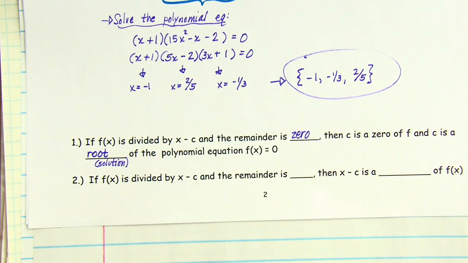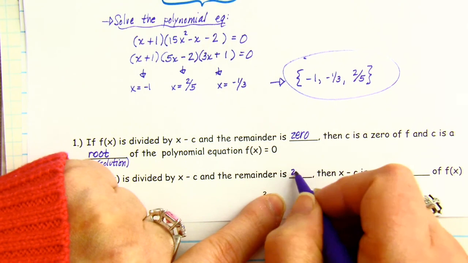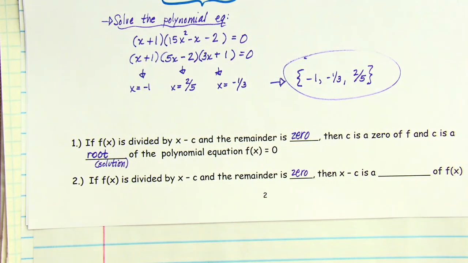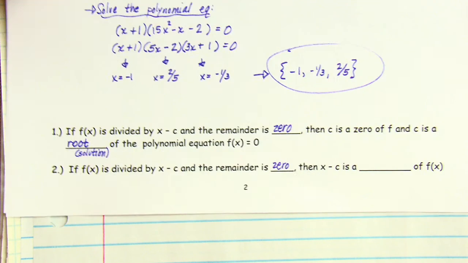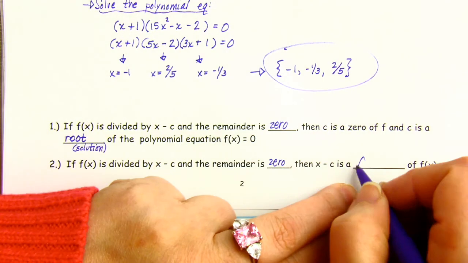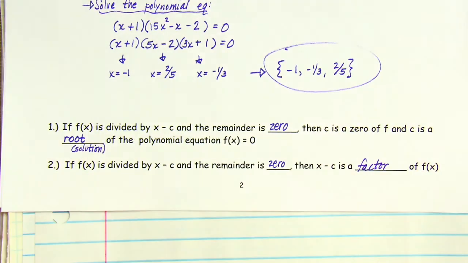All right, if f of x is divided by x minus c and the remainder is 0 again, then x minus c is a factor of the polynomial function. We saw that x minus c, the remainder was 0, and so we conclude that x minus c is a factor.